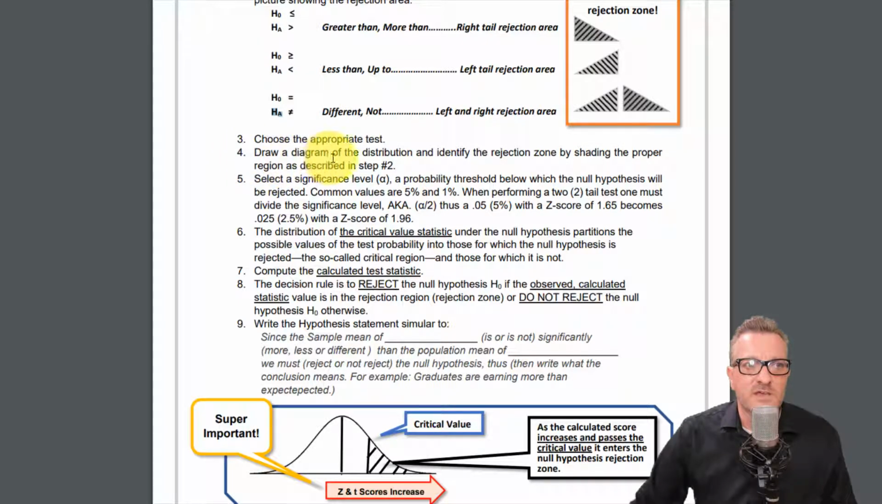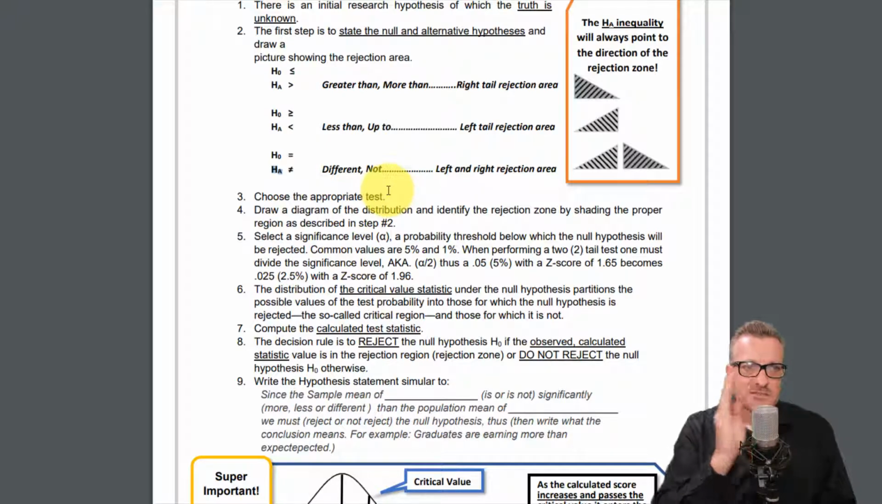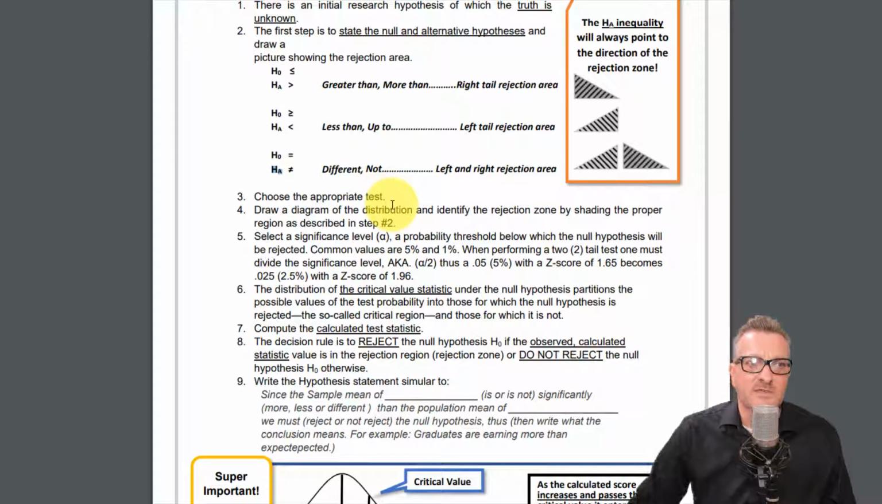We draw the diagram of the distribution and identify the rejection zone by shading the proper region as described in step 2. So we figure out where this is, and we're going to just shade that. We don't have to pick how far into the distribution the line is. We just pick a spot that has that tail part that divides it. It says draw a diagram.